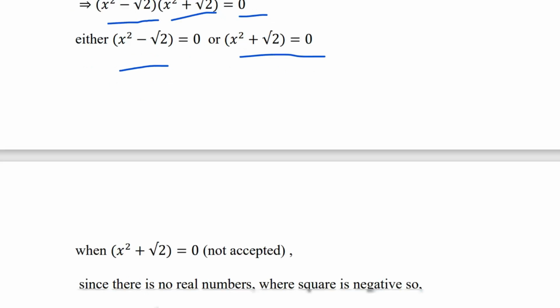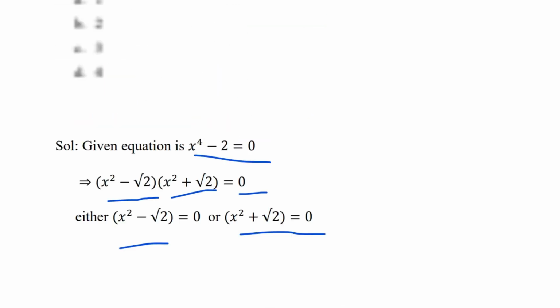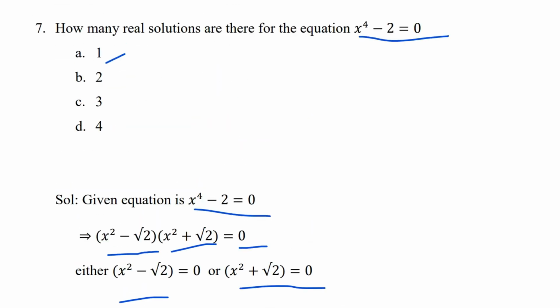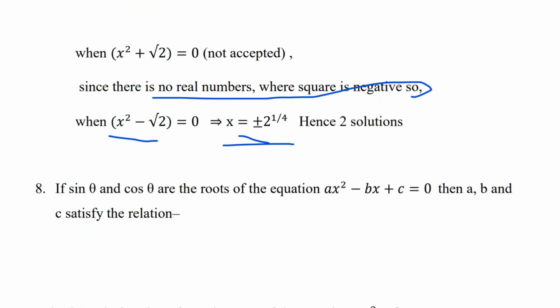So when x square minus root 2 equals 0, you will have x equals plus minus 2 raised to the power 1 by 4. Means you have two solutions. That means for this equation, x raised to the power 4 minus 2 equals 0, we have only two solutions.